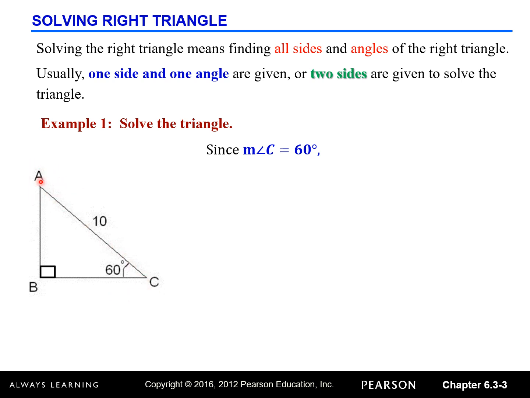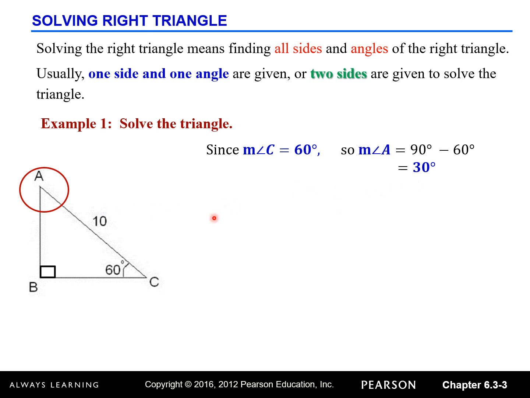As we know, the sum of all the angles in any triangle is equal to 180 degrees. So if angle B measures 90 degrees, the sum of the measures of angle A and angle C, which are two acute angles, is always equal to 90 degrees, and they are complementary angles. So we can find the measure of angle A by subtracting 60 degrees from 90 degrees. So we will get the measure of angle A, which is equal to 30 degrees.